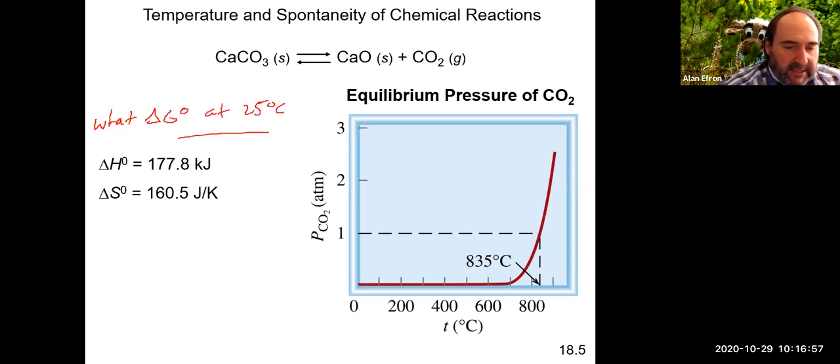So why don't you take a second and calculate what the delta G value would be at 25 degrees, and also predict whether you think it will be spontaneous or non-spontaneous. Take a couple of minutes here and see what you come up with.